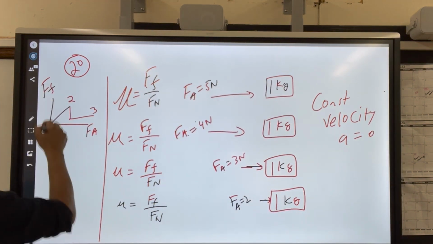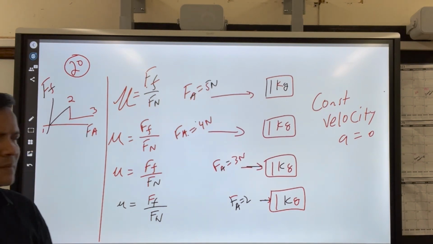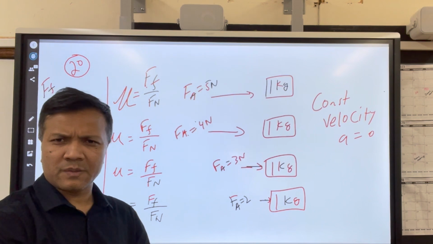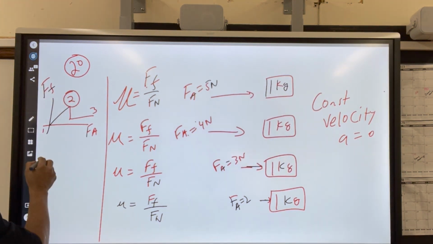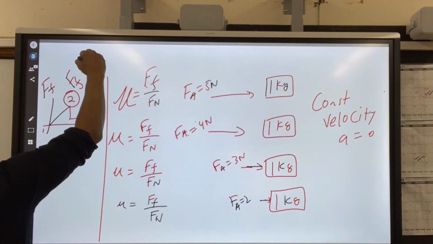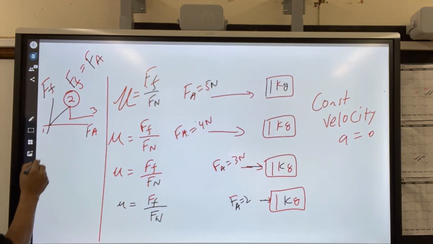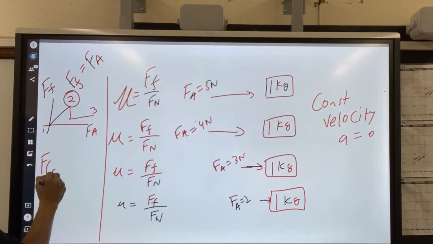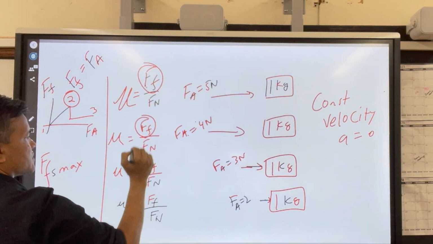Now, whose location can describe the behavior of this object? Well, location 2. Why location 2? Because at location 2, you have FF equal to FA, right? What do you call FF at location 2? You call it FFS max.